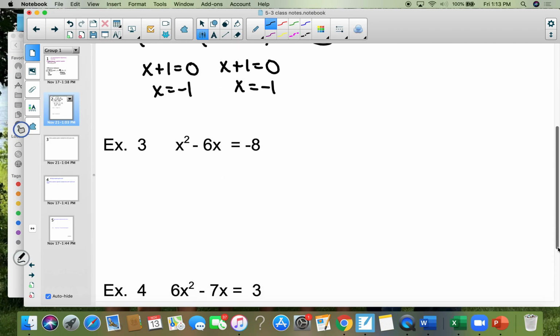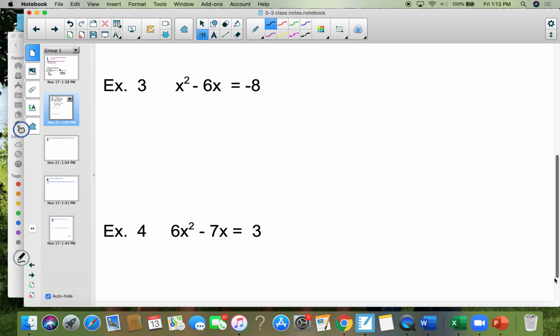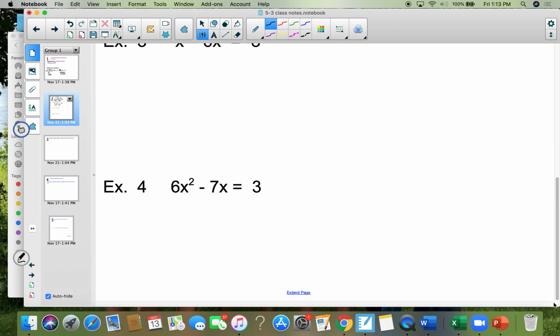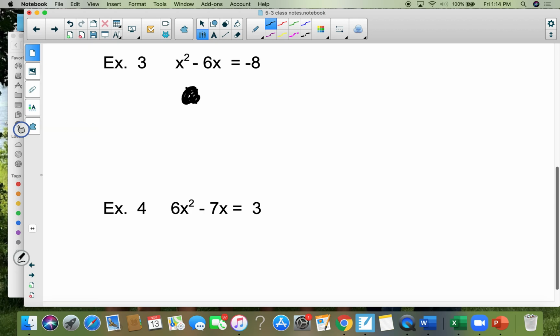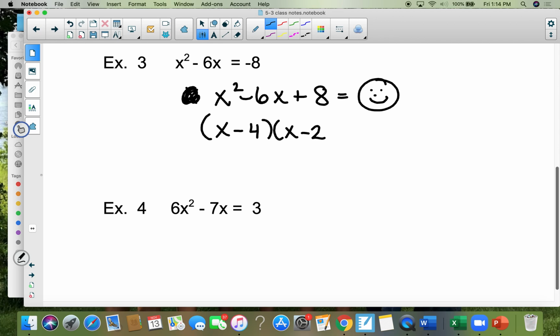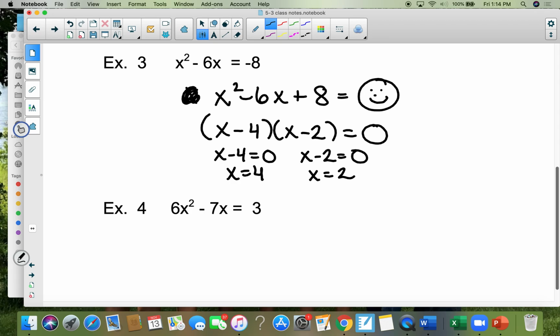Okay, now this one, you have to bring the 8 over. You cannot factor unless there's a 0 on the right-hand side. So you're going to put an x minus 4 and an x minus 2, because those are factors of 8 that will give us a negative 6 in the middle, and then you set them equal to 0 to solve for x. So that's why factoring was so important right before Thanksgiving.